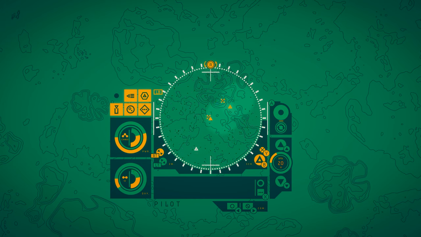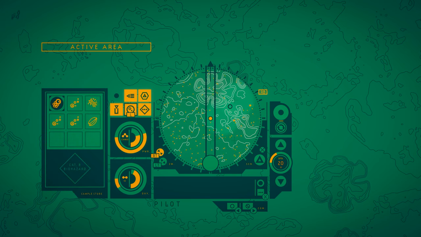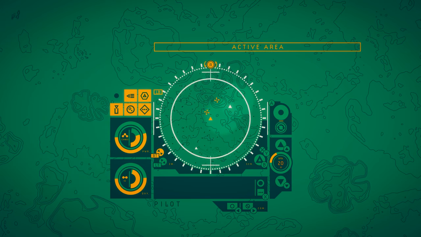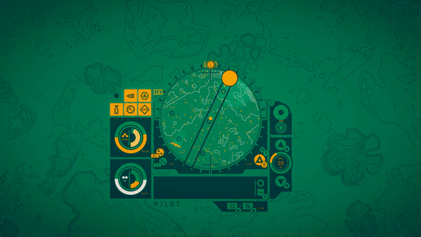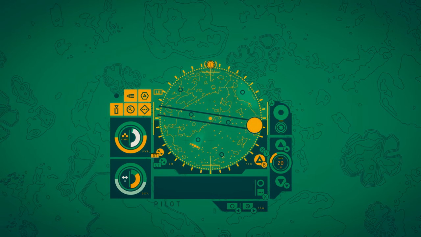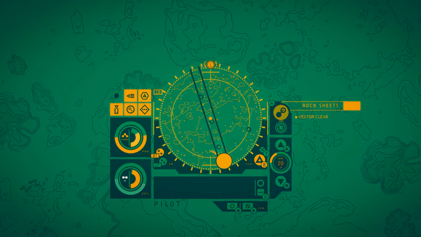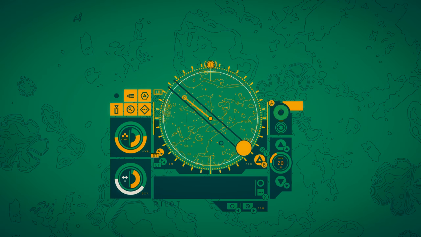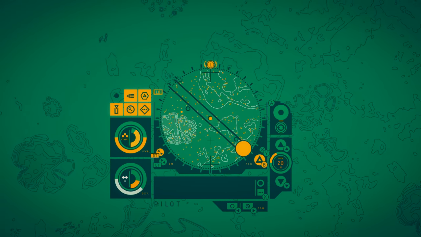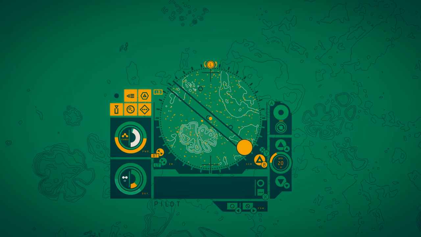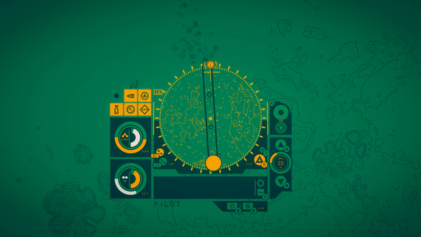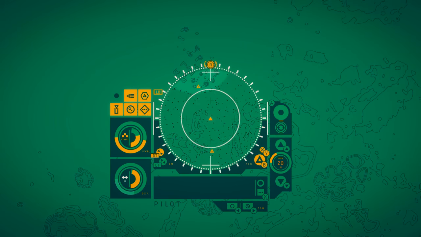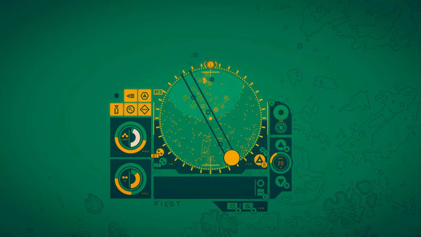Okay. I don't know if I should keep pushing, or just go back and refill my oxygen. We do have another one of these. I guess I'll use it. Toxic waters. Shards of rock with green clouds between turn the seafloor into a miniature landscape. Yeah, that just hooks up with everything else. That did not go where I expected it to go.